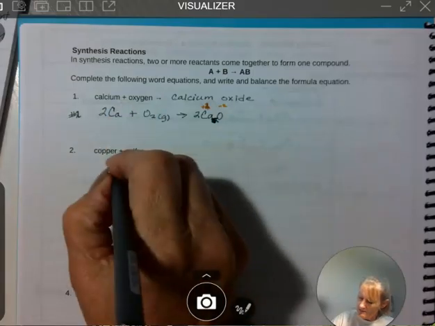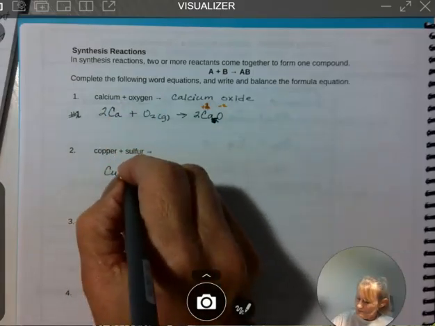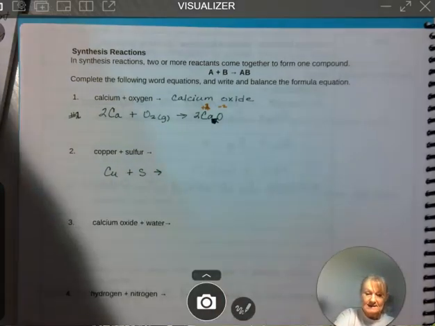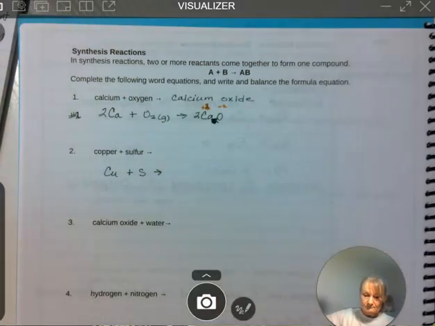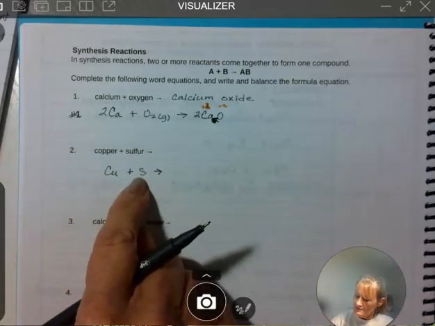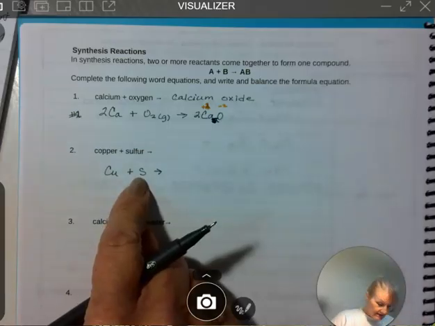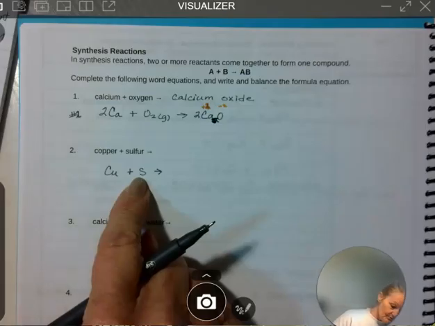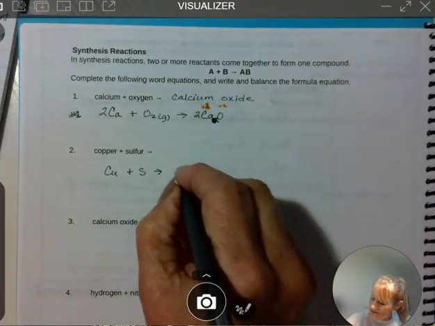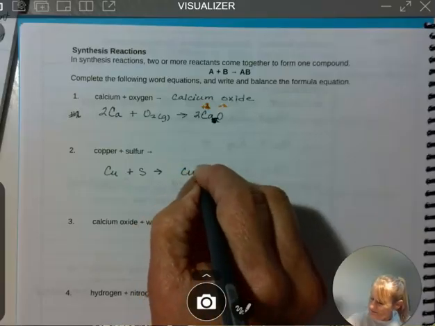So we've got copper plus sulfur. Neither one of those are diatomics. So this is a metal, copper being a metal, with a non-metal. Sulfur is over on group 16. So we're just going to, again, put those two together.